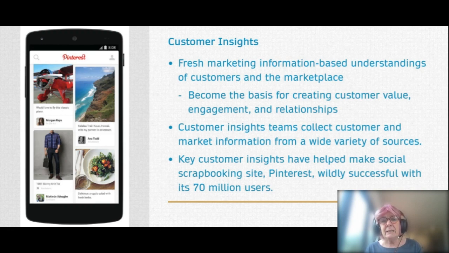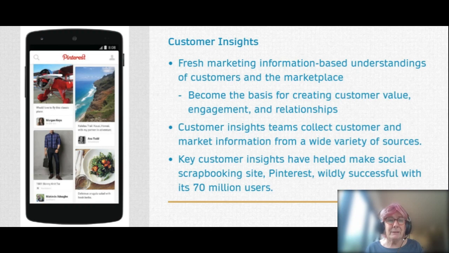So customer insight teams collect this sort of information from a wide variety of sources. And as the example I gave earlier, this can be about how you surf around the internet. It can be about how you physically move around in the world. It can be about things that you put onto social media that are gathered. It can be about purchases you make, all sorts of information that will come together.